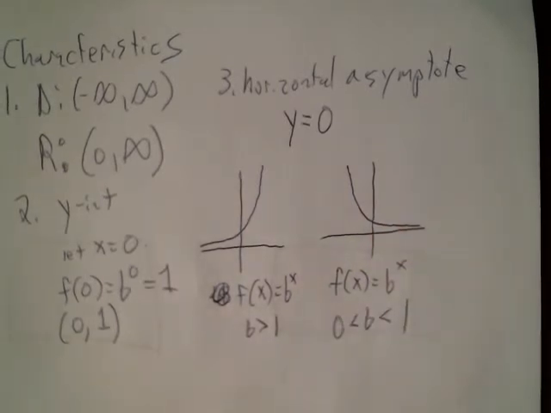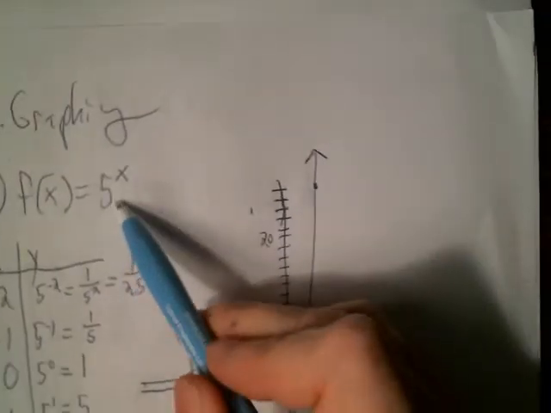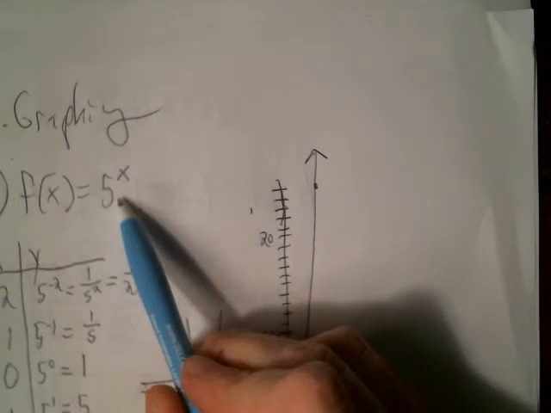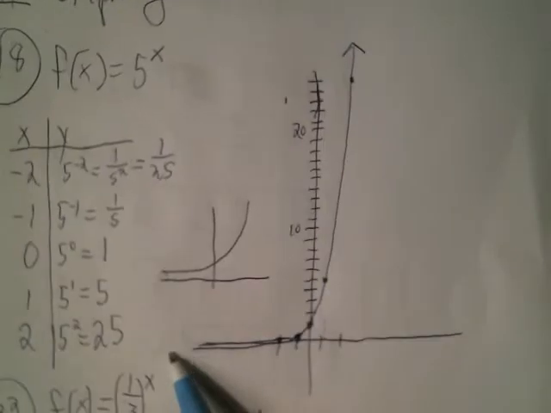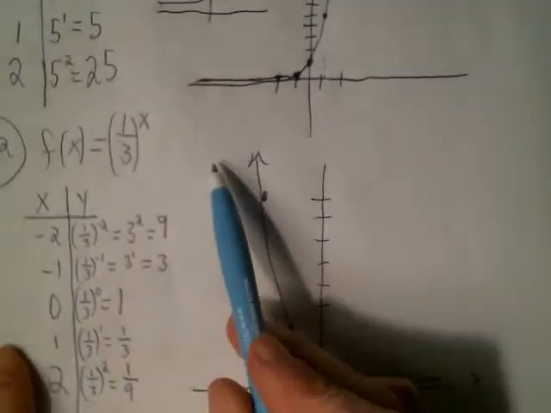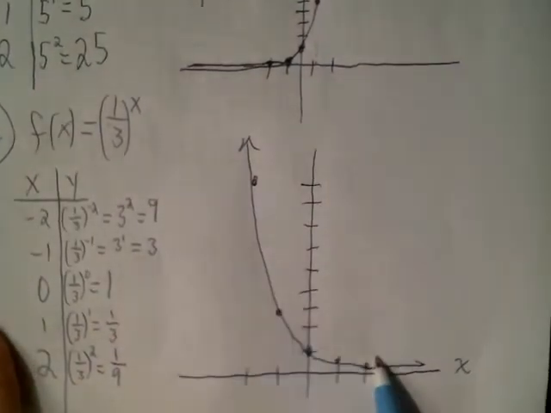And that's what we saw in our examples, right? So this base value is 5. It's greater than 1, so we had the exponential growth. This base value was 1/3. It's between 0 and 1, so we had exponential decay.